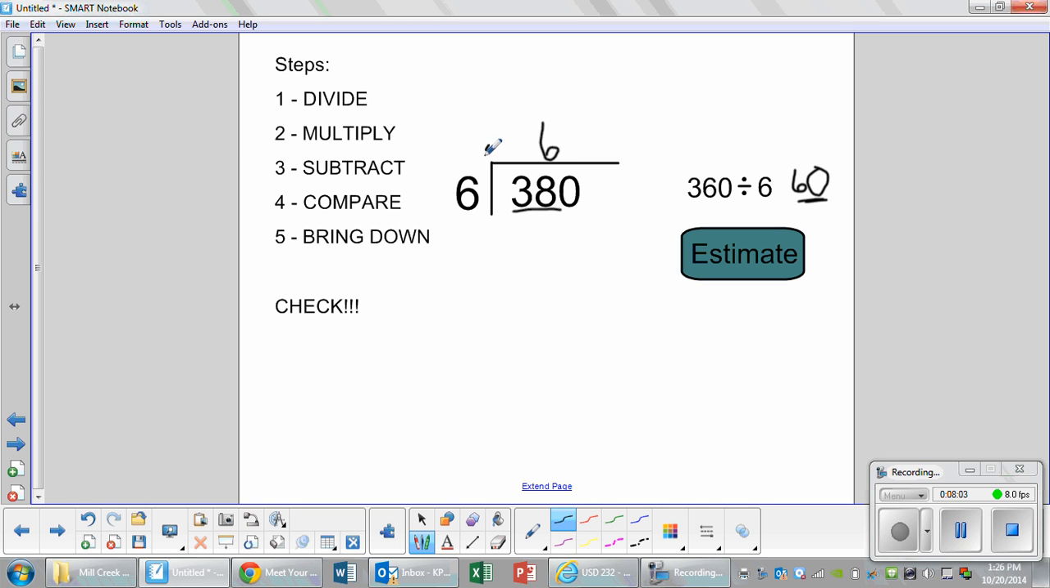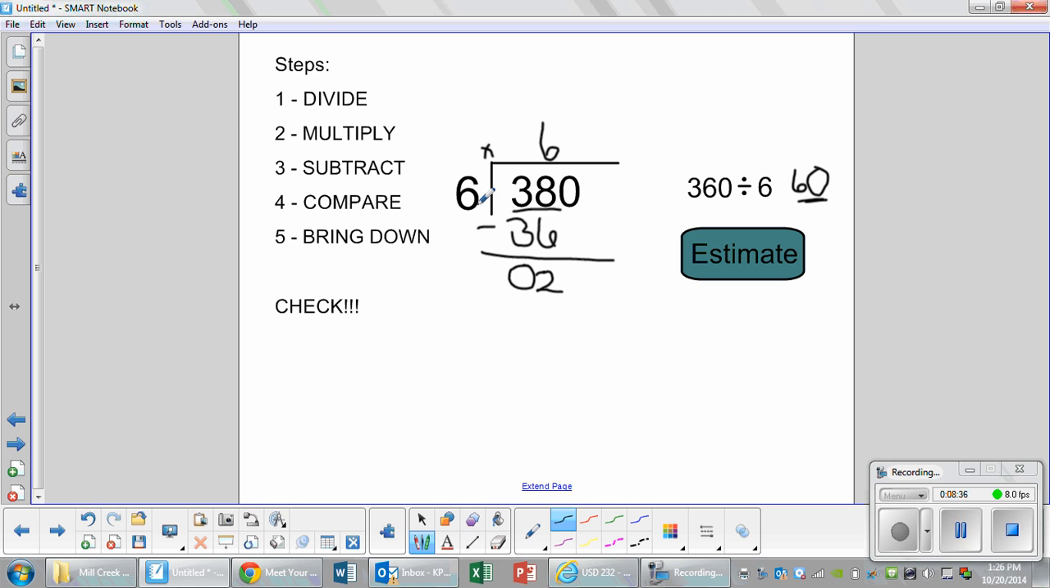So I divided. The next thing to do is to multiply. So I'm going to take 6 times 6, and I'm going to record my answer right here underneath the 38. 6 times 6 is 36. My third step is to subtract. So when I subtract those two, I do 8 minus 6, and I get 2. 3 minus 3 is 0. Okay. The fourth step in that added step is to compare. So I should be asking myself, is 2 greater than or less than 6?